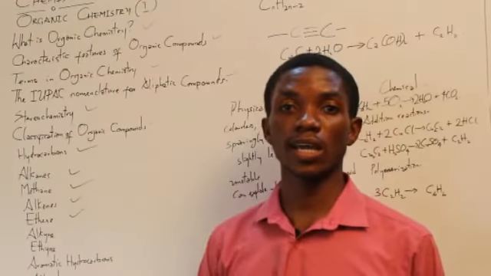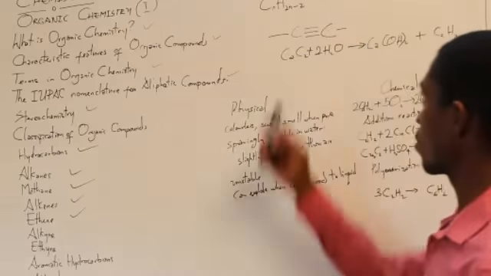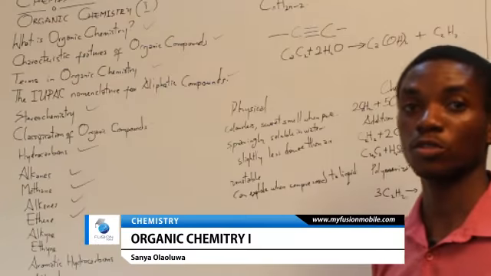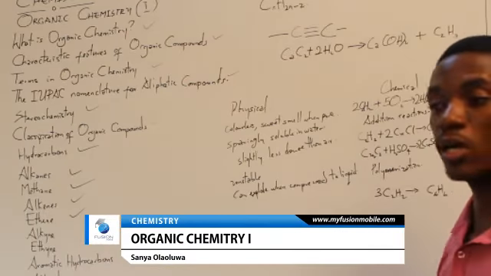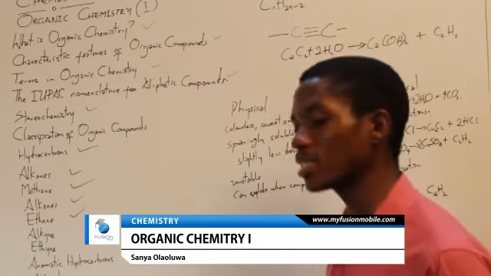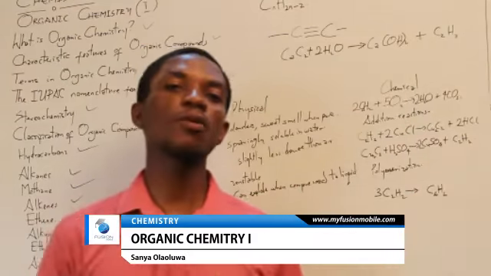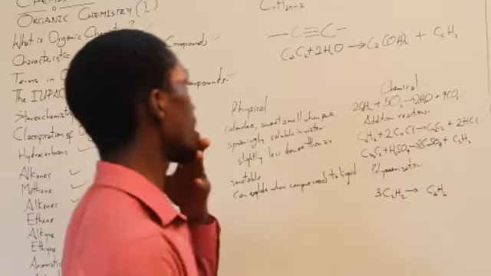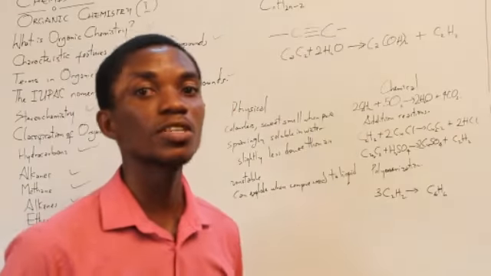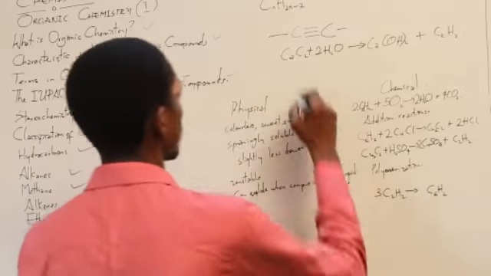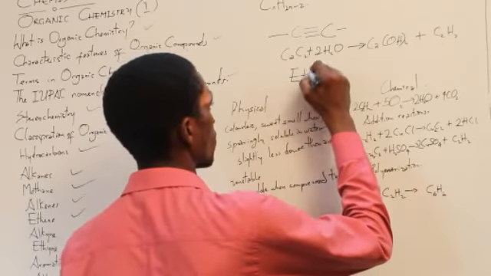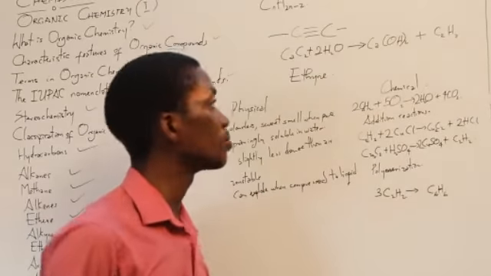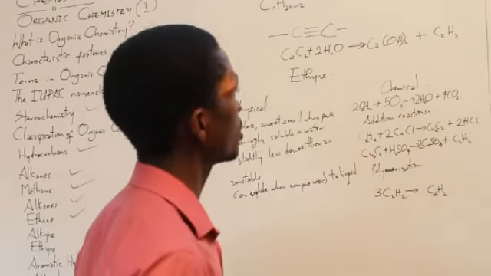So, coming to the alkynes. The alkynes, of course, their formula is CnH2n minus 2. They are identified by this distinctive triple bond existing between 2 carbon atoms, as indicated here, as in the case of the first of its kind, which is ethyne. So, how do we prepare this in the laboratory?